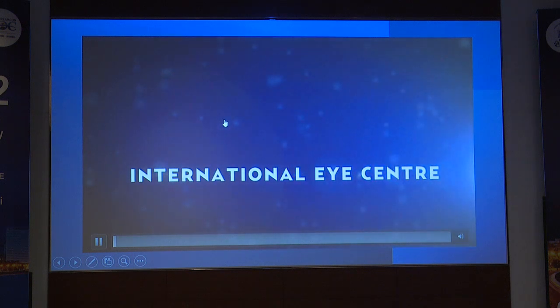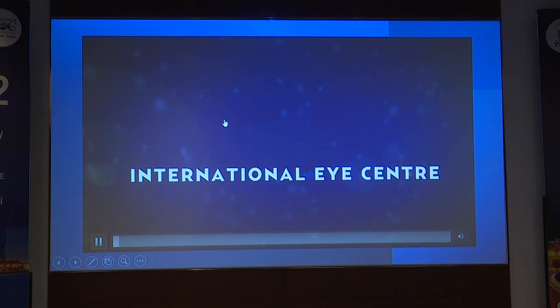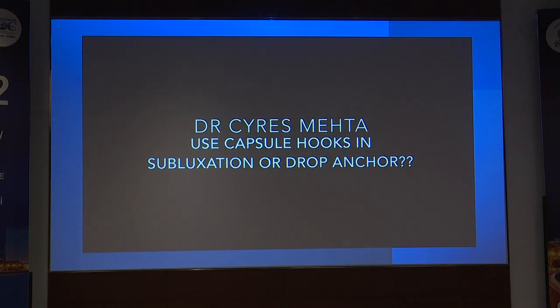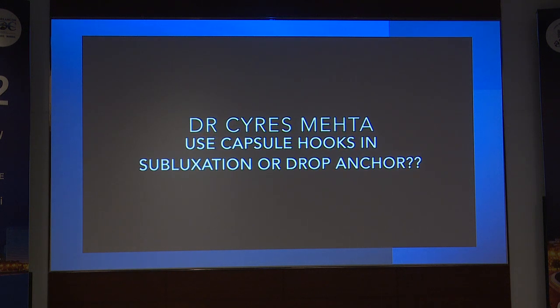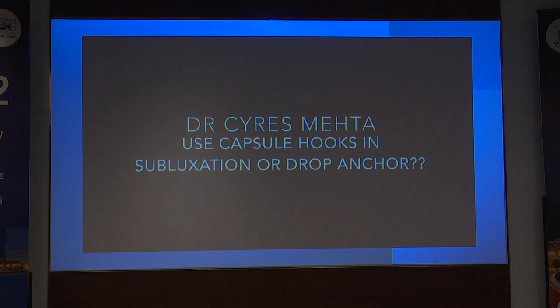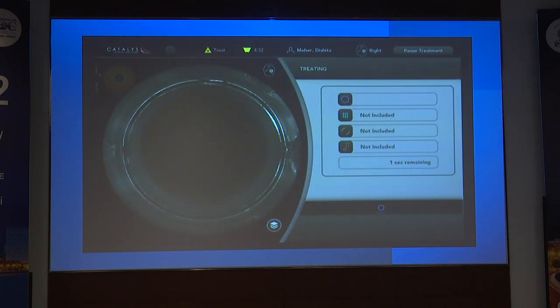Now my next talk is on the subluxated lens. Should we use capsule hooks or simply drop anchor when required in the case of a subluxed lens? So let's have a look at two cases. When do you use capsule hooks, and when do you have to use an anchor? We use a femtocataract system to provide a perfect 4 mm capsule rhexis.